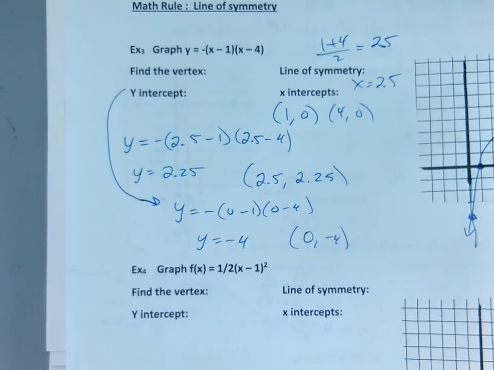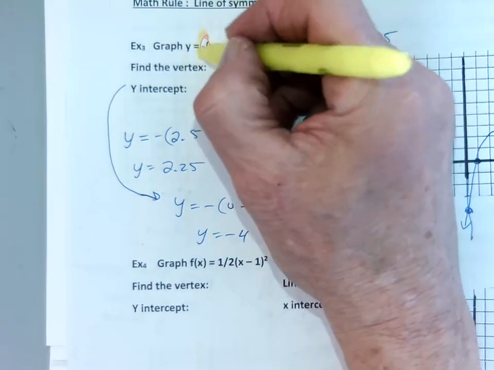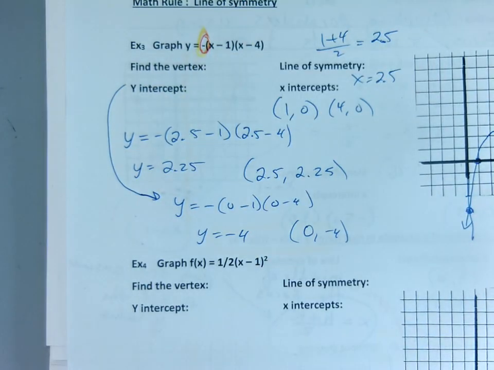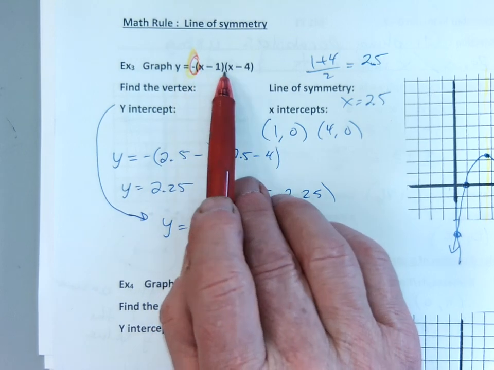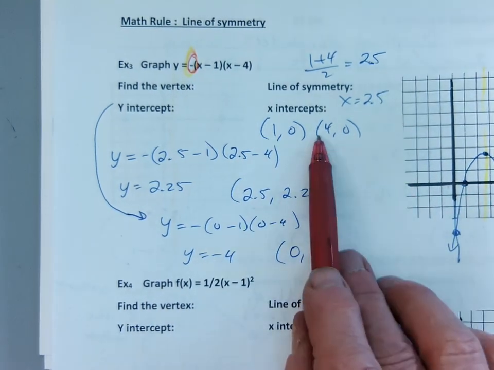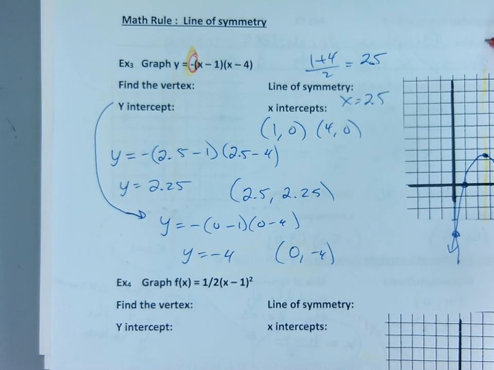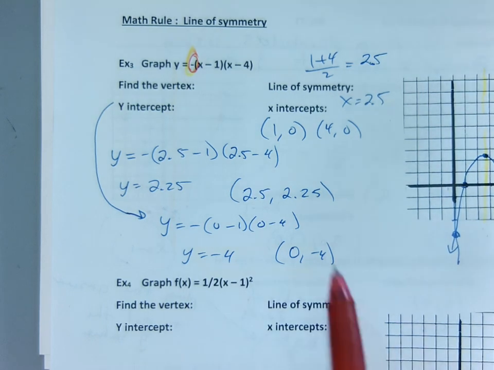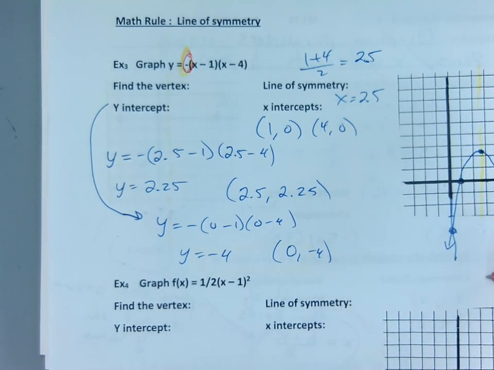Okay. On the back side, we did the same thing. The only difference is that we had a negative here, so we knew it had to be upside down. But let's just do the math, and we'll find it has to be upside down. So again, my x-intercepts, or my zeros, are at positive 1 and positive 4, because they're the opposites. My line of symmetry has to be right down in the middle, which is actually at 2.5. Again, I can do the average: my 1 plus my 4 divided by 2 is 2.5.